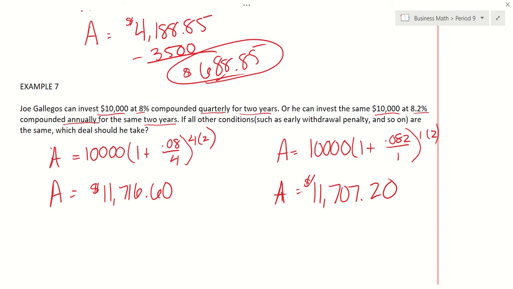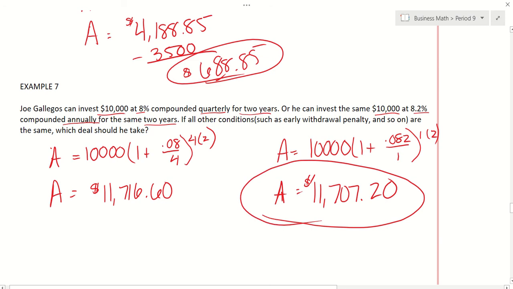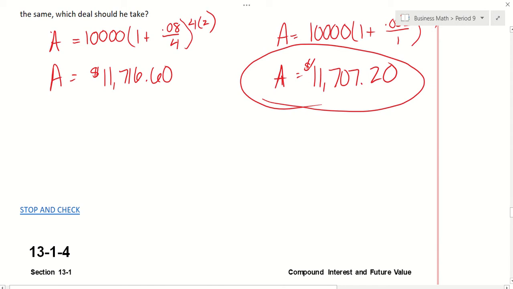So which one is a better deal? And it says in all other conditions, which deal should he take? If I'm at 11,716 versus 11,707, this seems like the better deal. Okay, go ahead, click on the stop and check, pause the video, do it, and then come back.